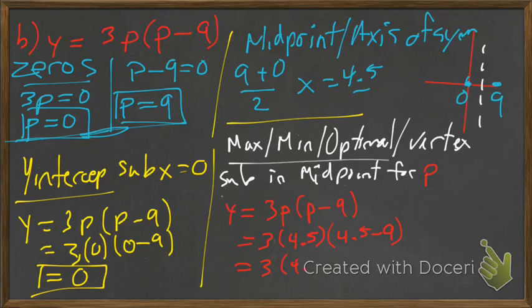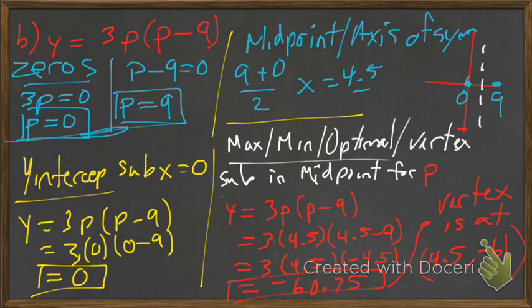So 3 multiplied by 4.5 multiplied by negative 4.5 is going to be a big number. I'm going to have to grab my calculator for this. Give me a second. I've got negative 60.75. Someone can correct me if I'm wrong, but we know that means our vertex is at 4.5 and negative 60. I'll just put 61 for ease. So that's going to be somewhere over here. Let's call that negative 61.